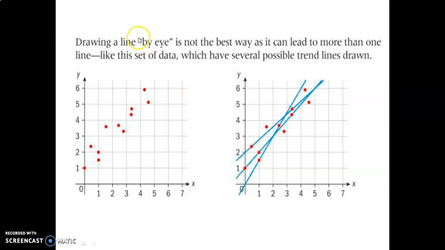A line of best fit can be drawn by eye. However, this is not the best way, as it can lead to more than one line, like in this set of data. For example, we have this scatter plot, and here we can see three different lines, three different attempts at drawing a line of best fit. All of them can be justified in some way as a line of best fit, but the question remains, which one is the best one? So drawing by eye is not the best technique.